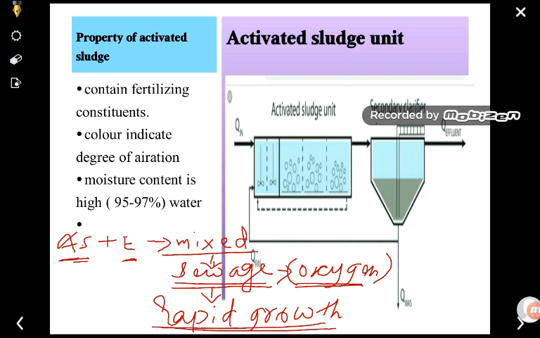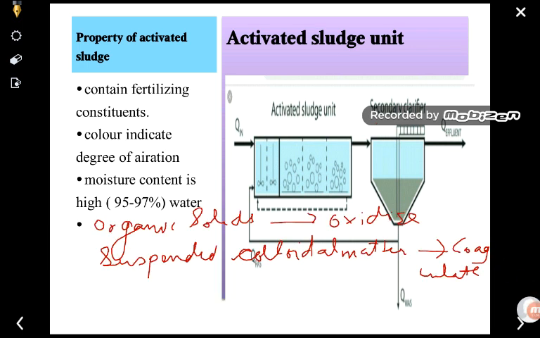Where are the organisms? They are present inside the activated sludge. So when activated sludge is added to the effluent, they are thoroughly mixed, and when added to the sewage water containing the sufficient amount of oxygen, the rapid growth of the microorganisms or bacteria takes place, and as a result many phenomena occur, and certain effects take place. So what are these effects?